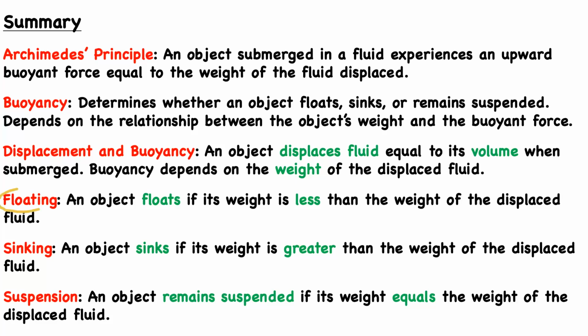So in specifically talking about the 3 potential outcomes, we have floating, sinking, and suspension. And in floating, an object floats if its weight is less than the weight of the displaced fluid, as we just discussed. Sinking is the opposite case, where an object sinks when its weight is greater than that of the displaced fluid. And then lastly, we have suspension. And that's when an object remains suspended in place if its weight is equal to the weight of a displaced fluid.